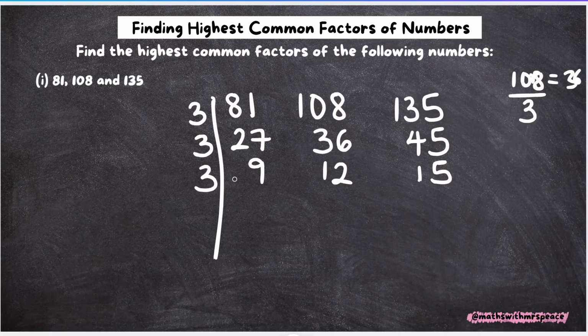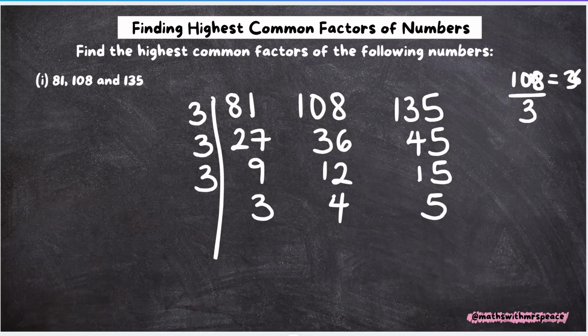9 divided by 3 will give you 3. 12 divided by 3 will give you 4. And 15 divided by 3 will give you 5. Now when you look at 3, 4, and 5, there's no common factor between them. So you know you've come to the end of your division.